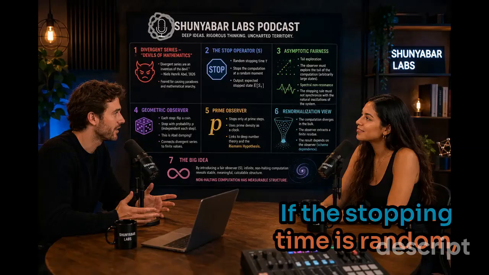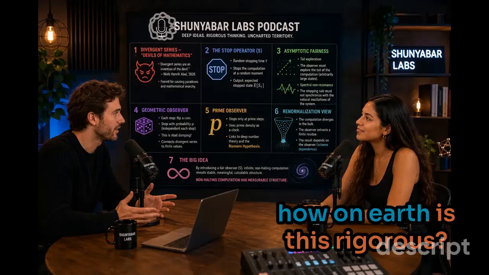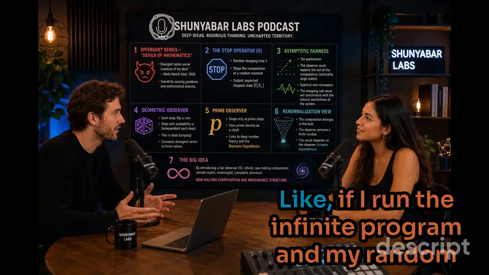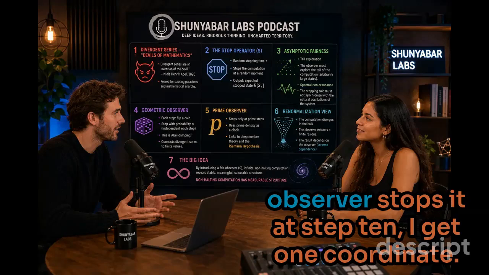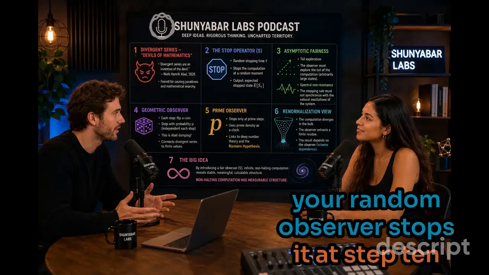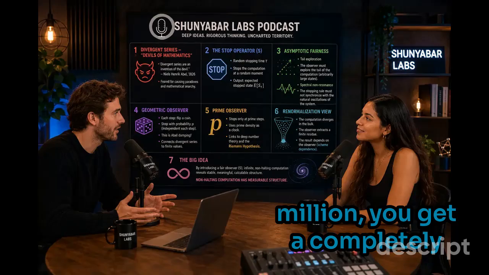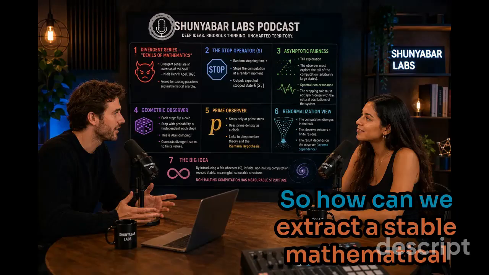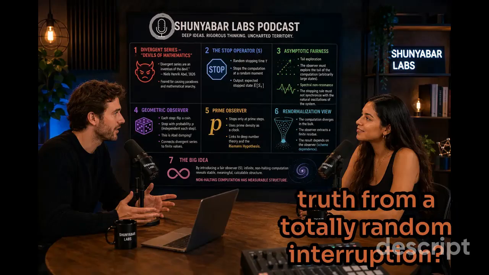Do it. If the stopping time is random, how on earth is this rigorous? What do you mean? If I run the infinite program and my random observer stops it at step 10, I get one coordinate. But if you run the exact same program and your random observer stops it at step 10 million, you get a completely different coordinate. True. So how can we extract a stable mathematical truth from a totally random interruption?